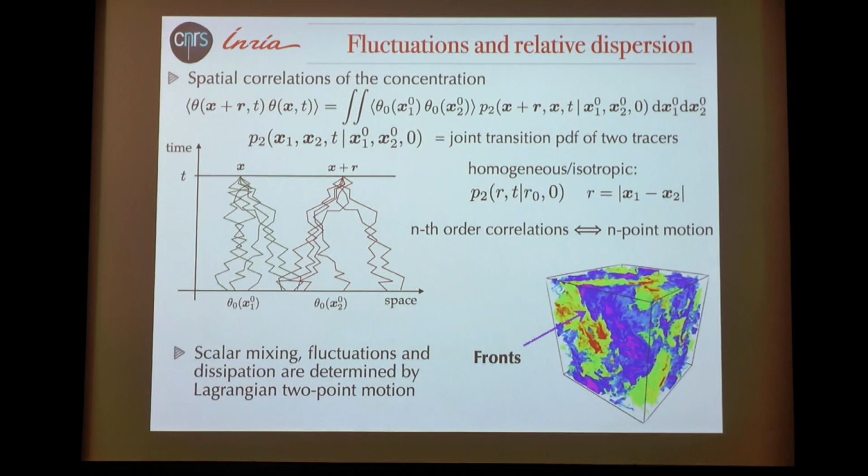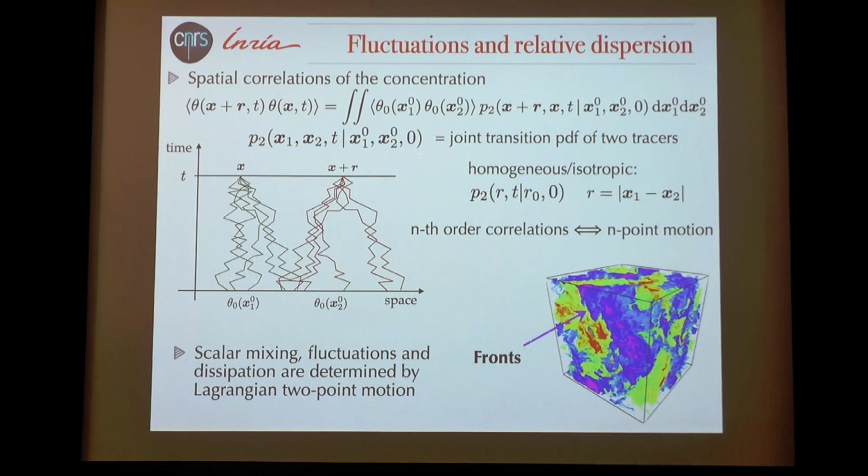So now, again, using the relationship between transport of the scalar field and motion of the characteristics, basically what I can do is write, in the same way, the correlations of my scalar field. This time I can relate them to the initial correlation of my scalar field at time zero times the transition probability.